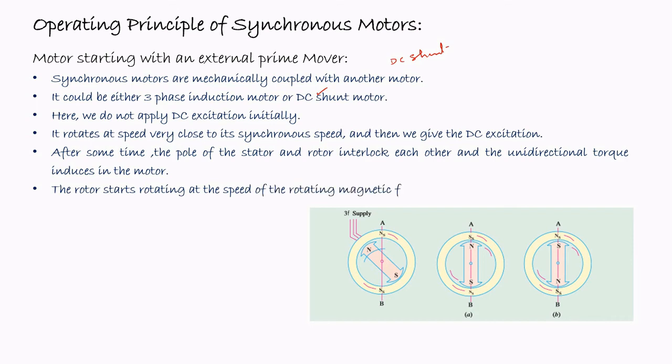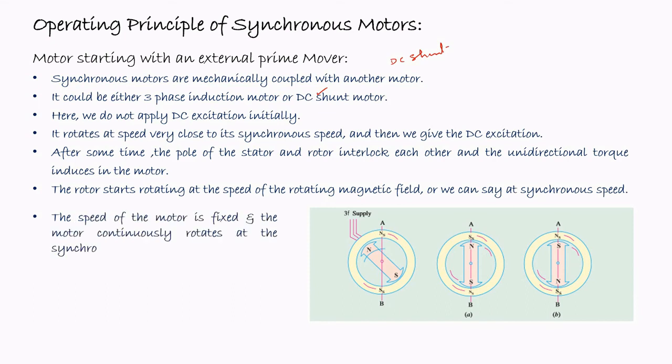Now the rotor will start to rotate at the speed of the rotating magnetic field, and we can say it is the synchronous speed. This condition is considered as the synchronization. That means when the rotor starts to rotate at the synchronous speed by the help of the prime mover, and there is the interlock between the stator and the rotor magnetic field, this situation is considered as a synchronization.